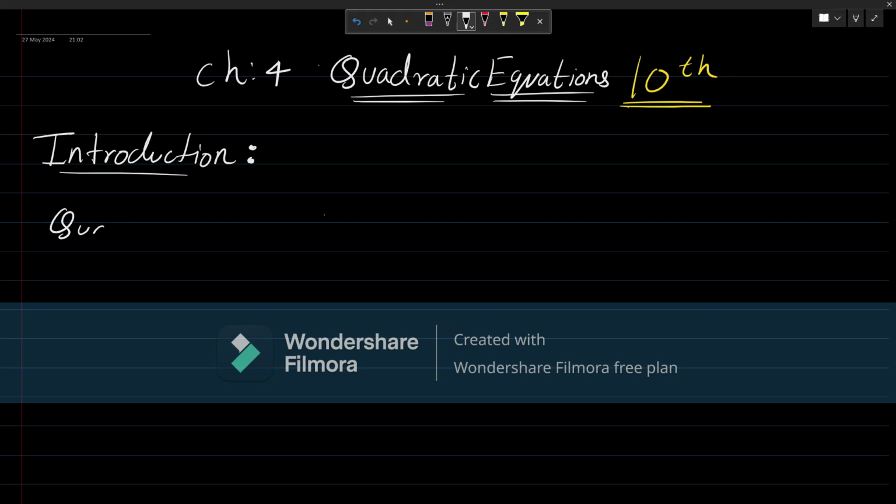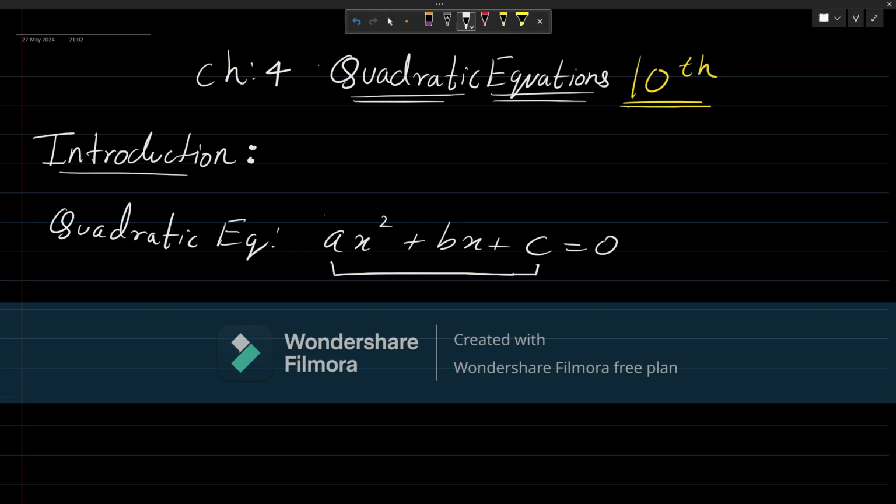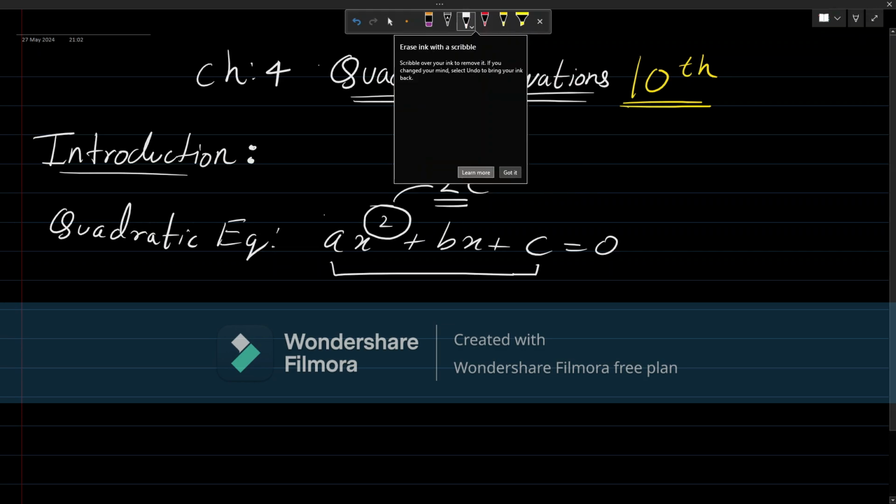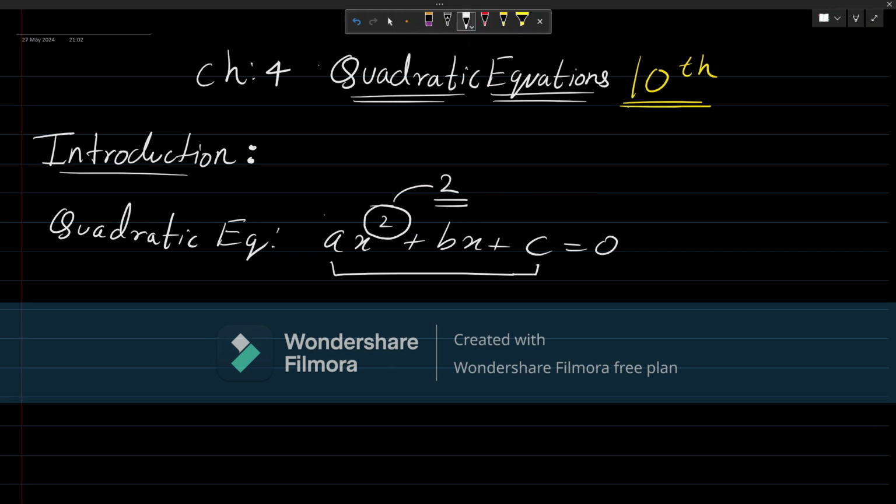A quadratic equation is always like this: ax square plus bx plus c is equal to 0. This format never changes, and the highest power, the degree, must always be 2. That is compulsory. If you find another equation that doesn't have 2 as its highest power, then it's not a quadratic equation.